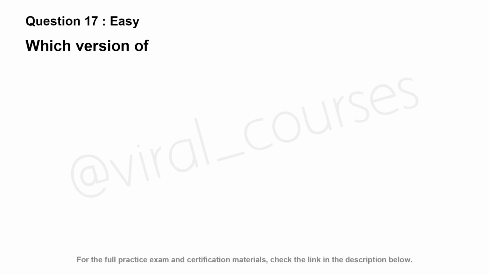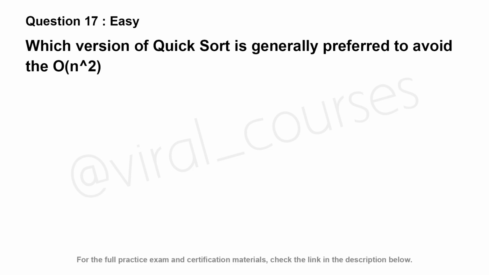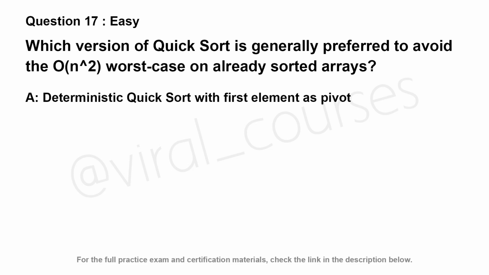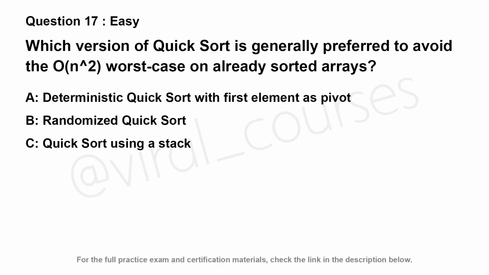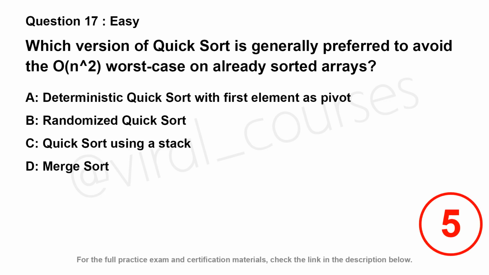Which version of quicksort is generally preferred to avoid the O(n squared) worst case on already sorted arrays? Option A, deterministic quicksort with first element as pivot. Option B, randomized quicksort. Option C, quicksort using a stack. Option D, merge sort.